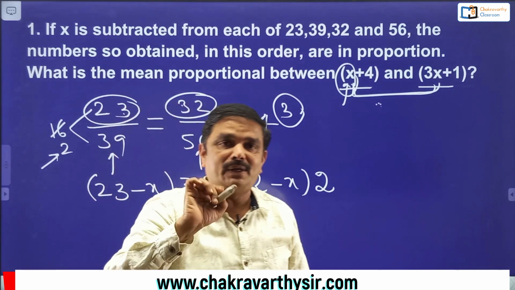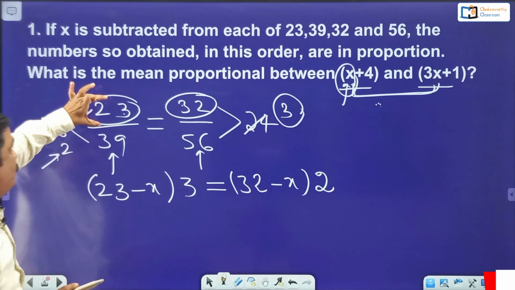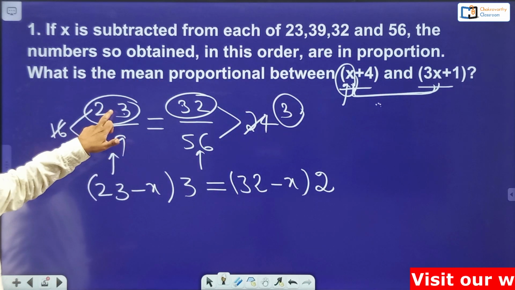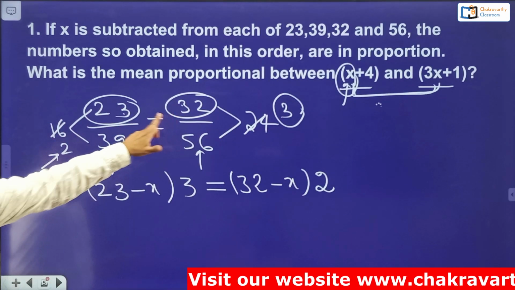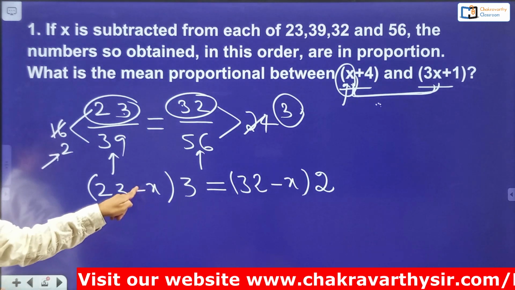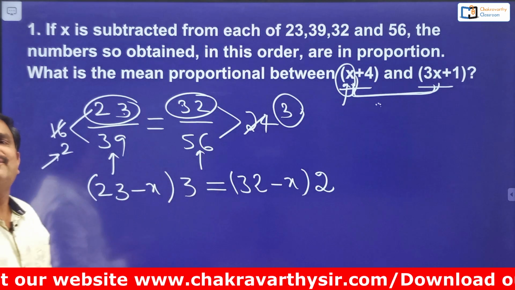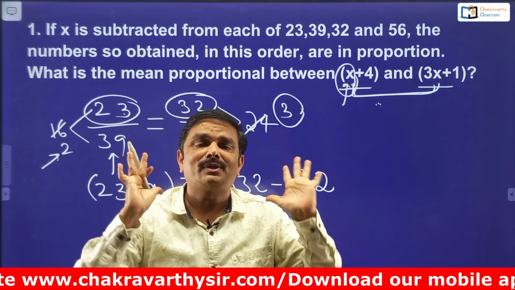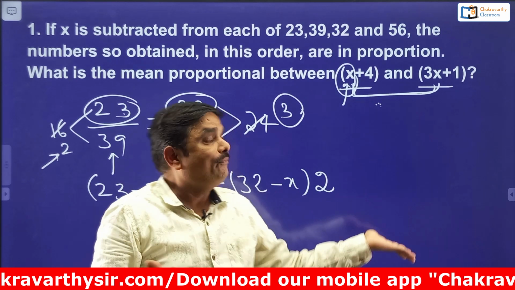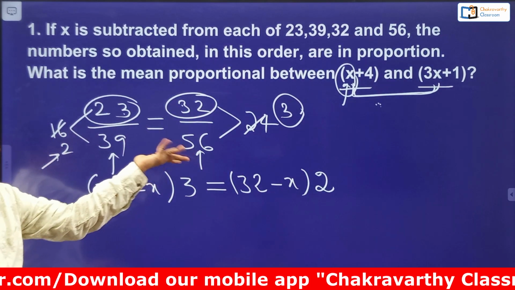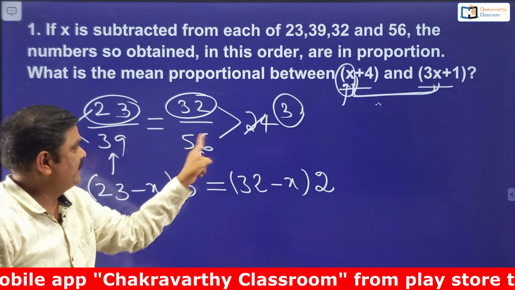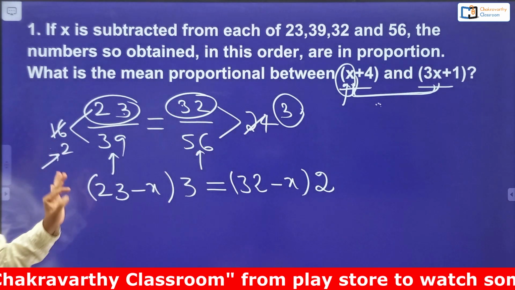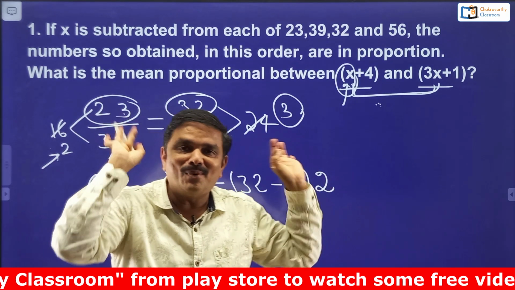You got the final step? I hope all of you have understood this one. Simple one. I have chosen the numerator. Then this one must be multiplied with 3. And this one must be multiplied with 2 after subtracting x from that one. This is the final step. Now find out x. If you want to take, you can take the denominators also. The same thing here. 39 minus x into 3, 56 minus x into 2. Both will give you the same value.